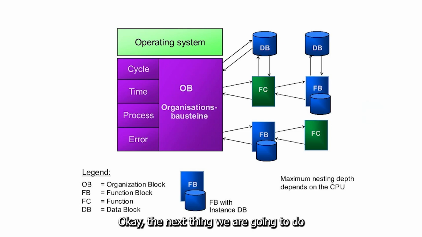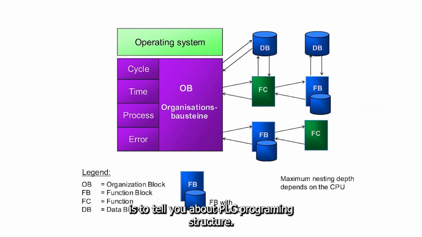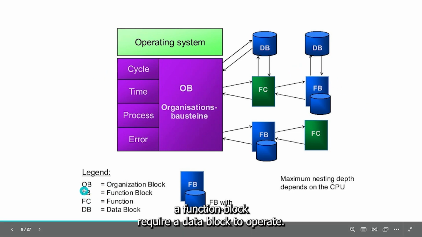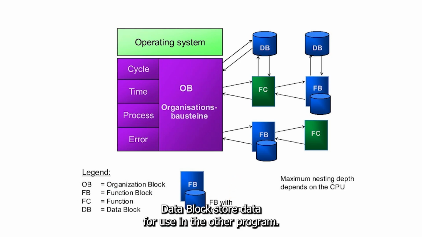Okay, the next thing we are going to do is to tell you about the PLC programming structure. OB is an organization block, the main block that does not depend on other blocks. FB is a function block. A function block requires a data block to operate. FC is a function, similar to FB but without a data block. Data block stores data for use in FB or the program.